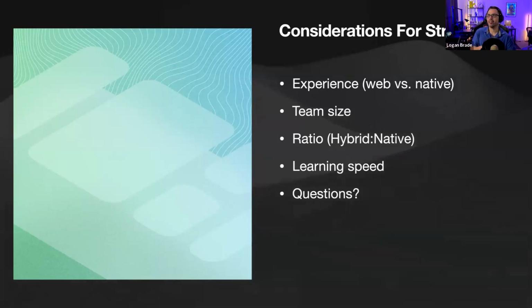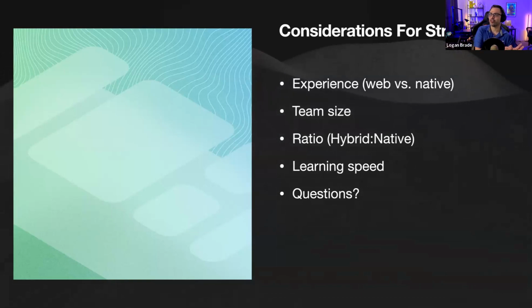Team size. So the difference between hybrid and native, specifically in our use case, was that we had to split our team. We just didn't have enough people to be able to get through. We would do probably 100 to 200 user stories in any given sprint. And that slowed us down to about 20 or 30 for each one.